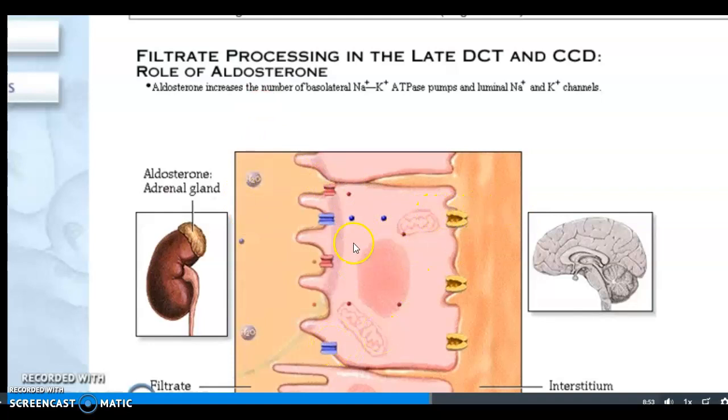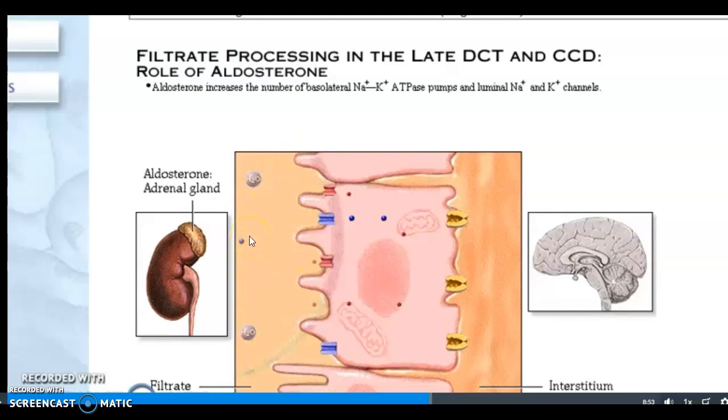Notice that I also have potassium. Well, I have my potassium, but in this case, I'm pumping potassium into the cell. So now my potassium is going to go from a high concentration where I pumped it in through the potassium channels into my urine. Okay.